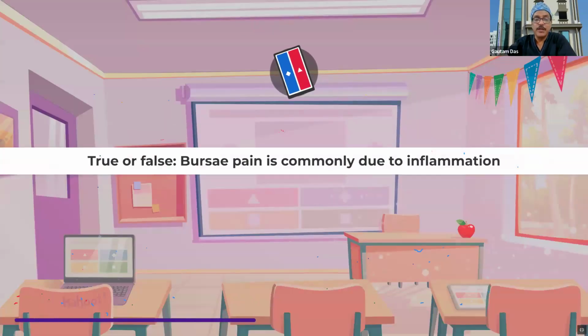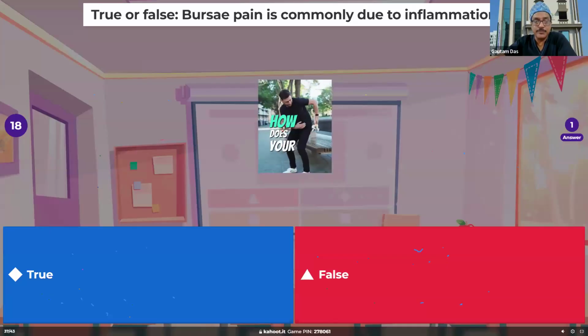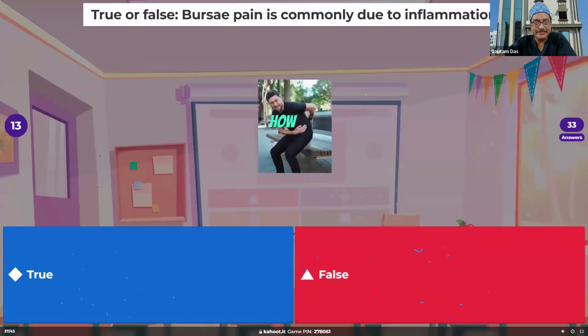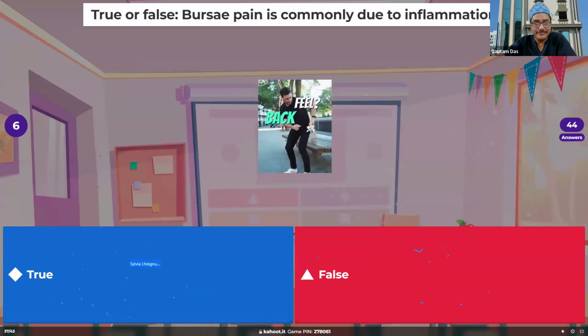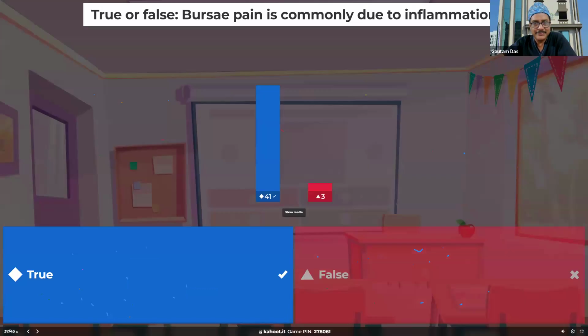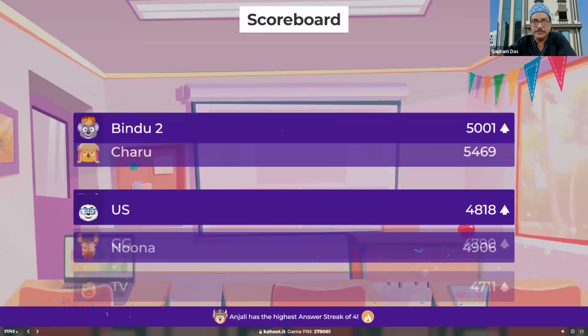Again, true or false? Bursa pain is commonly because of inflammation. Majority answered true. Bursa pain is most commonly because of inflammation. Sometimes it is because of degeneration, but most commonly it is because of inflammation.